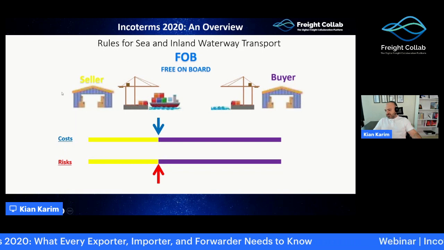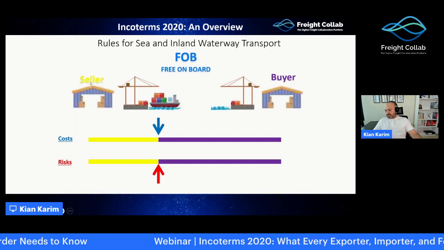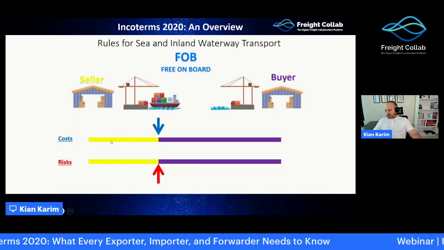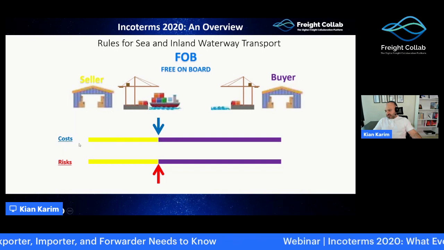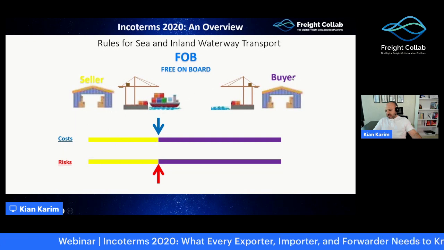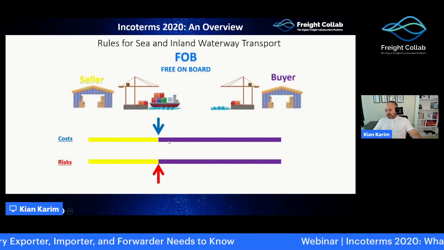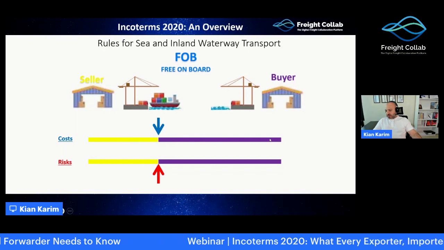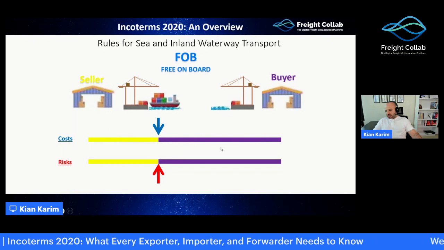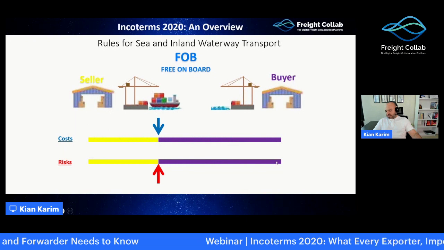At the left side of the slide, you can see this is the port of loading. This is the seller's side. Seller here is recognized by yellow color. So this yellow line means the cost that the seller should pay. And on the right side of the slide, you can see the buyer, and this is the port of discharge. And buyer is recognized by the purple color. So these purple lines show the buyer's costs, and these purple bars show the buyer's risks.